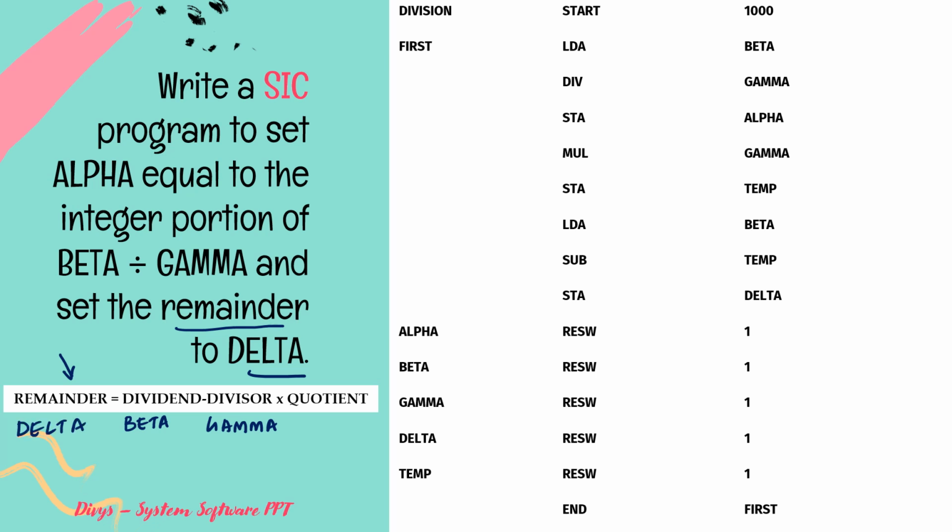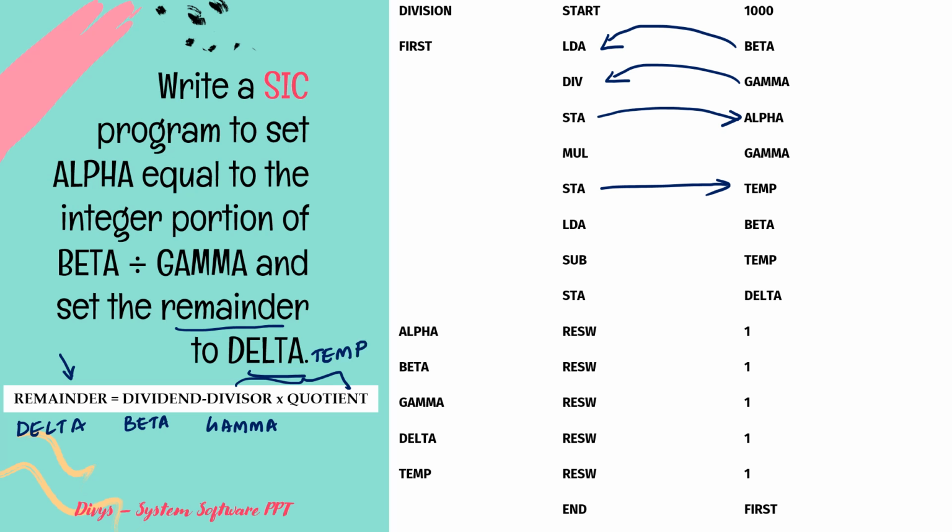For this, what we have done is we have copied the value of beta into the accumulator and we are dividing it by gamma, and the result would be there in the accumulator. So we are storing that in alpha. Then we are multiplying it with gamma, that is, the value inside the accumulator is multiplied with gamma. So this part is done and we are storing that in temp. So this is temp now.